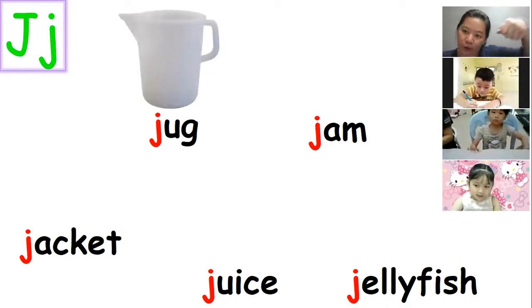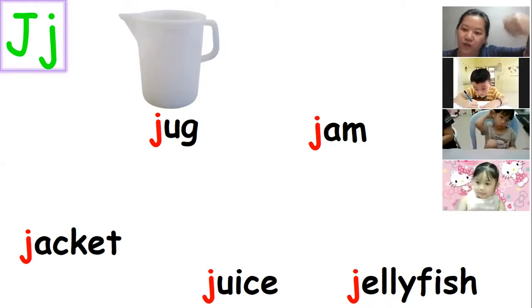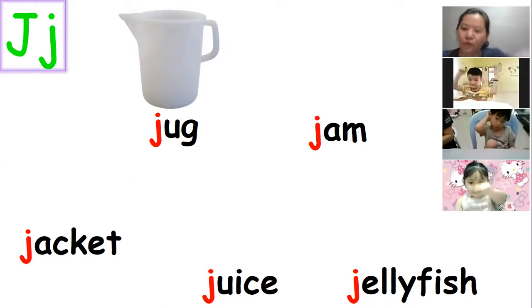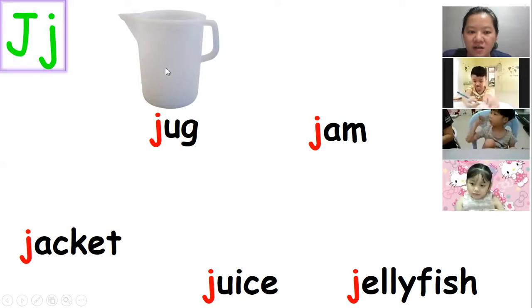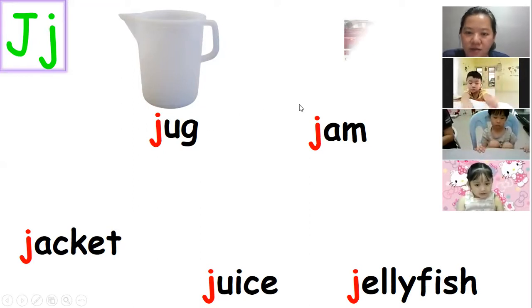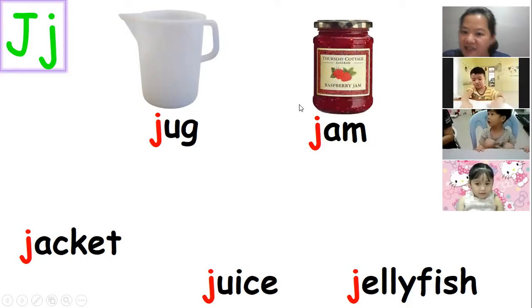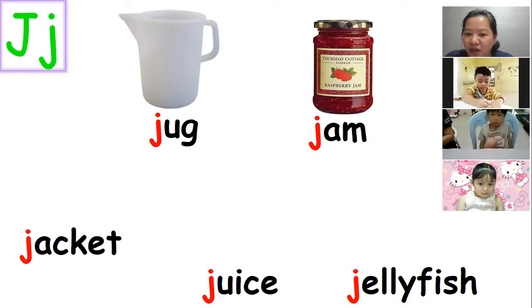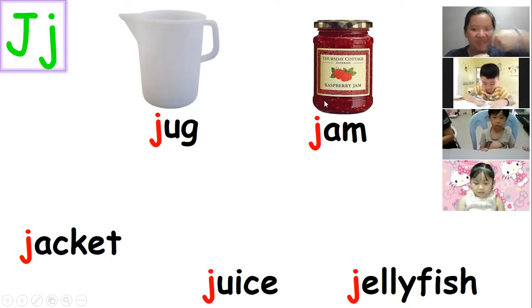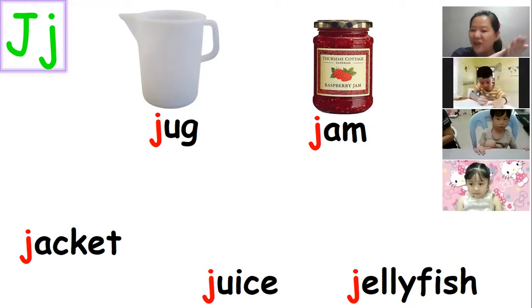Jar. This one is a jar. Yes, you can put the water inside. Water from the jar. Then this is jar. And this is. What is this? Jam. Yeah, this is jam. Do you like to eat jam? Yes. How do you eat your jams? Like this. Just scoop and eat. With bread, yes, you spread it on the bread and you eat the bread with the jam.